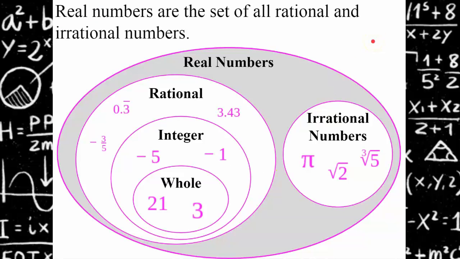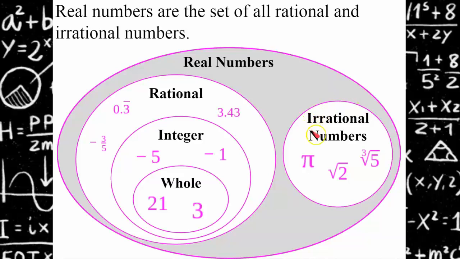Let's look at this Venn diagram. This is the set of real numbers. Real numbers are the set of numbers that are all rational or irrational numbers. So any rational or irrational number is also a real number. Within this set, every number in pink in this Venn diagram is a real number, but they also have other subsets they belong to.